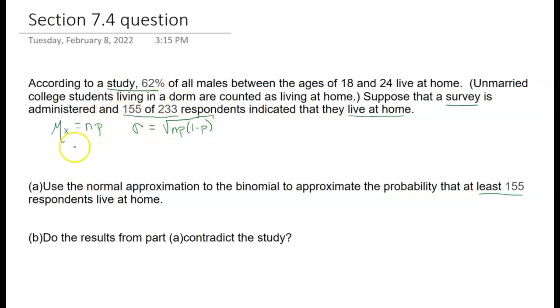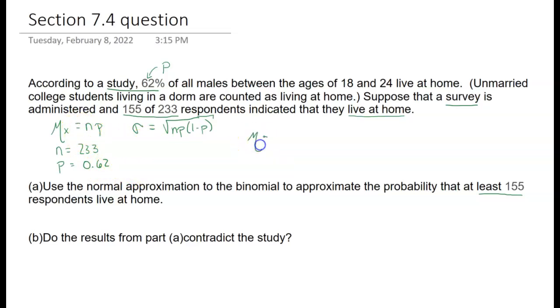So n is the total number of people in the survey. So that's 233. And then the p is part of the question. So whenever you're comparing a study to a survey, you use the p from the survey. So this is your p. And you use it as a decimal. So p is 0.62. And so you use those numbers to calculate the mean and the standard deviation.